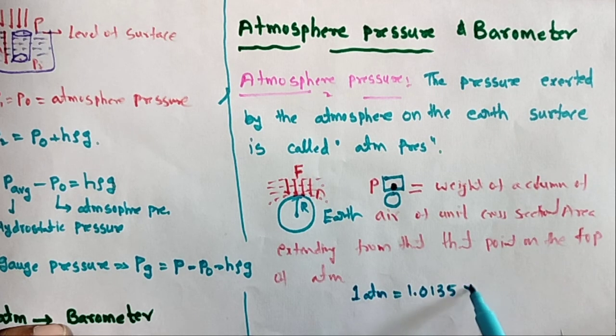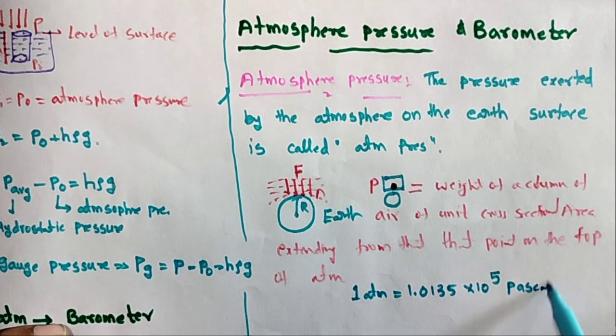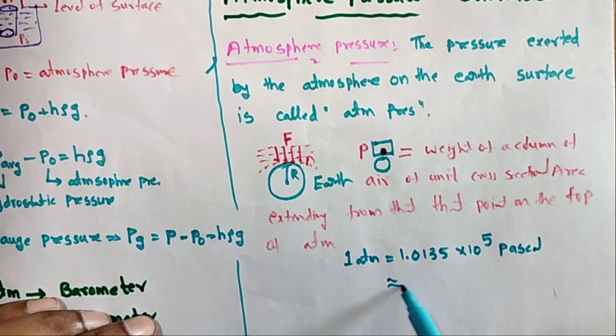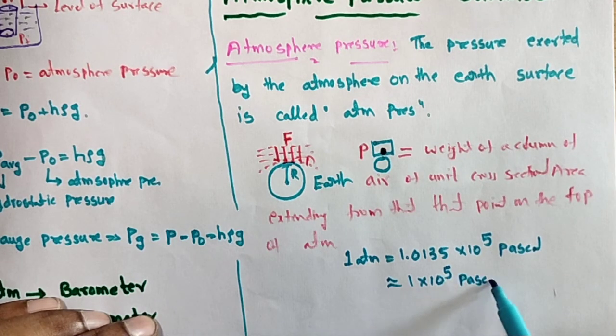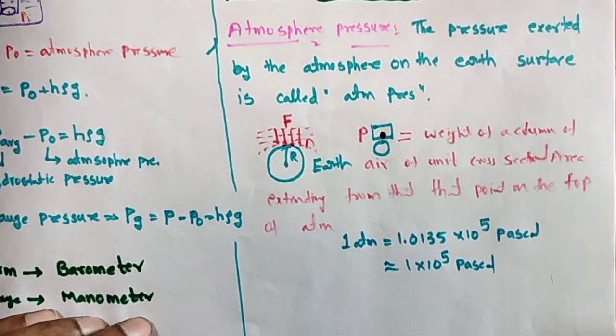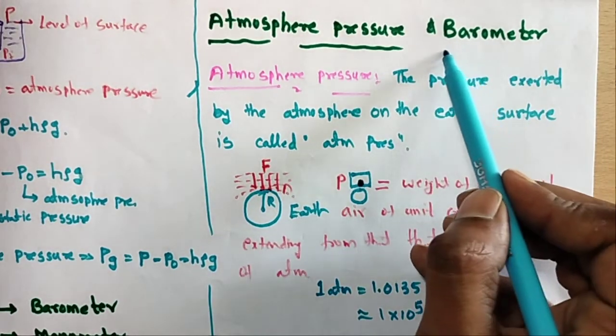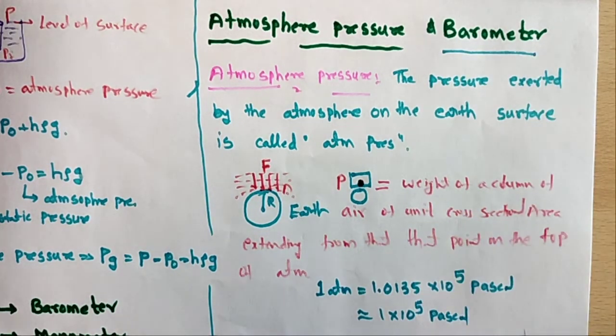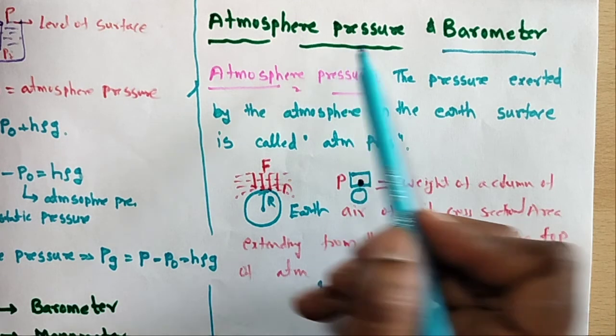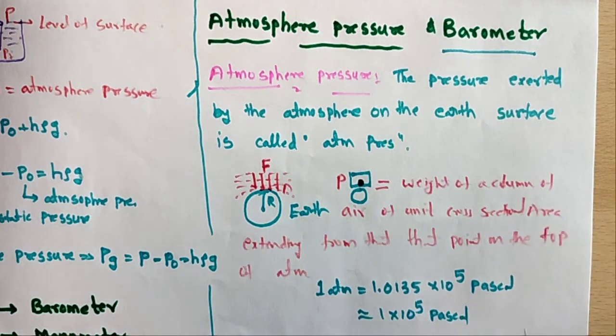The atmospheric pressure has a value of 1.0135 × 10^5 Pascal, so approximately 1 × 10^5 Pascal can also be written. This is called atmospheric pressure. Which instrument determines this atmospheric pressure? That instrument is called a barometer. Now I explain how to find the atmospheric pressure using the barometer.